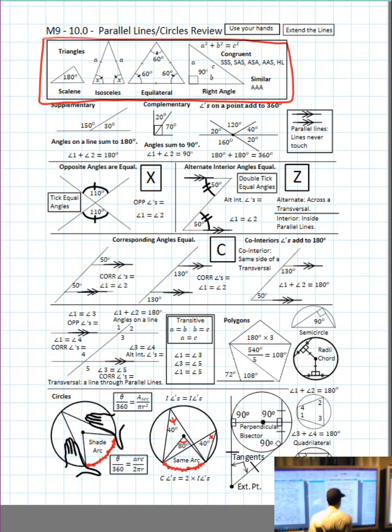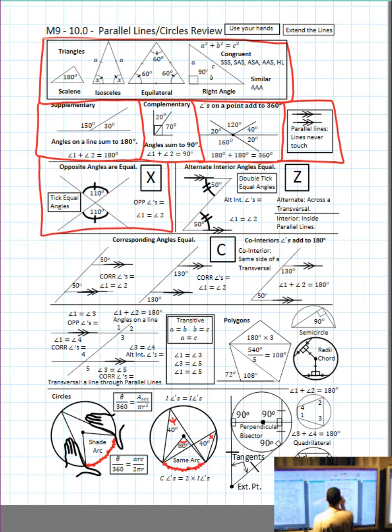Remember, go through the notes before the review sheet. We talked about supplementary angles, angles that add to 180. We talked about complementary angles, angles that add to 90. And then angles on a point that add to 360. Off to the right, identifying your parallel lines with two ticks. If we have opposite angles, the X rule, they're equal.